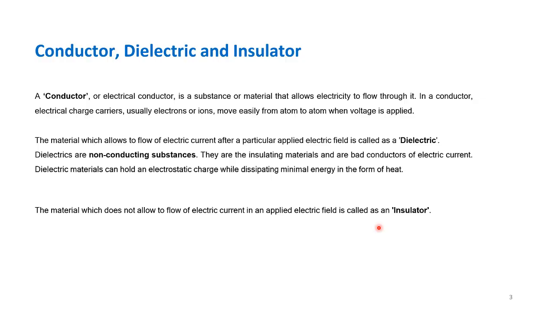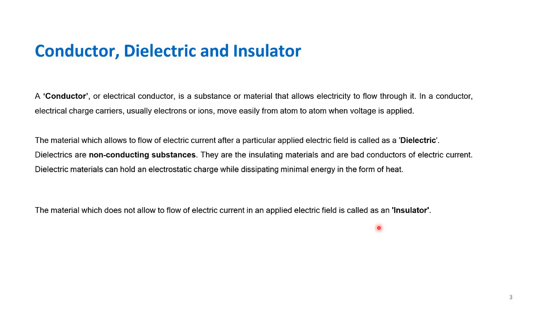Then we have the BPA characterization. For that, we have to talk about the conductor, dielectric, and insulator materials. Conductors are the materials which are electrically conductive, and it allows the charge to flow, ions or electrons to flow from one atom to another when a voltage is applied. That is called a conductor.